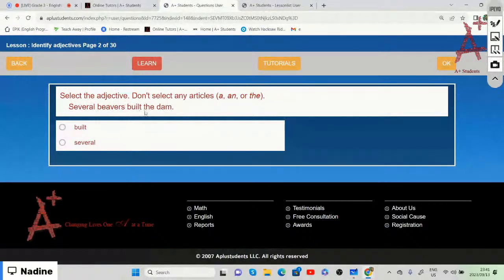Several beavers built the dam. We need to select the adjective. Is it built or several? Does it tell us what kind or how many? Several beavers built the dam. Does it tell us what kind or how many? And what is the adjective within that sentence? Is it built? Is it several?